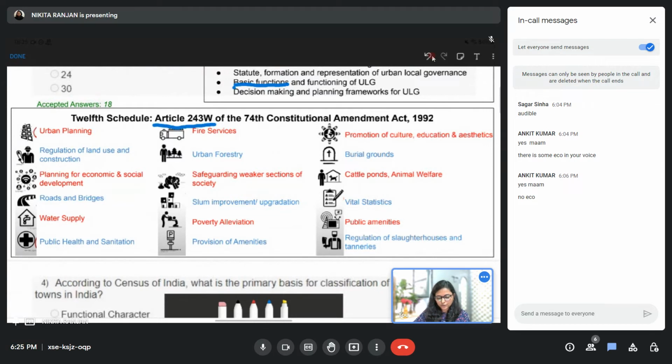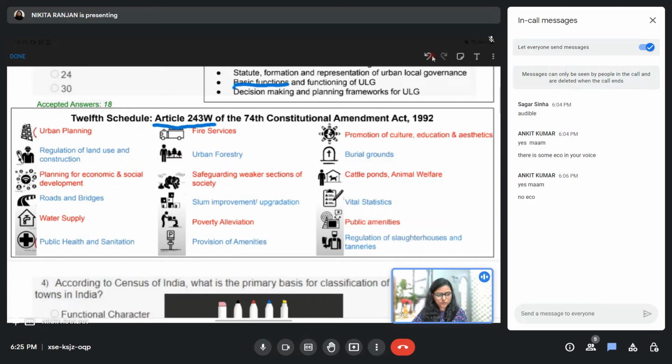They range from urban planning to water supply, planning of economic and social development, to poverty alleviation, provision of different amenities, keeping a record of vital statistics like birth and death registrations, even regulation of slaughterhouses and tanneries, burial grounds, cattle pounds, everything. So these are the different functions which the 74th Constitutional Amendment Act assigns any urban local governance body.